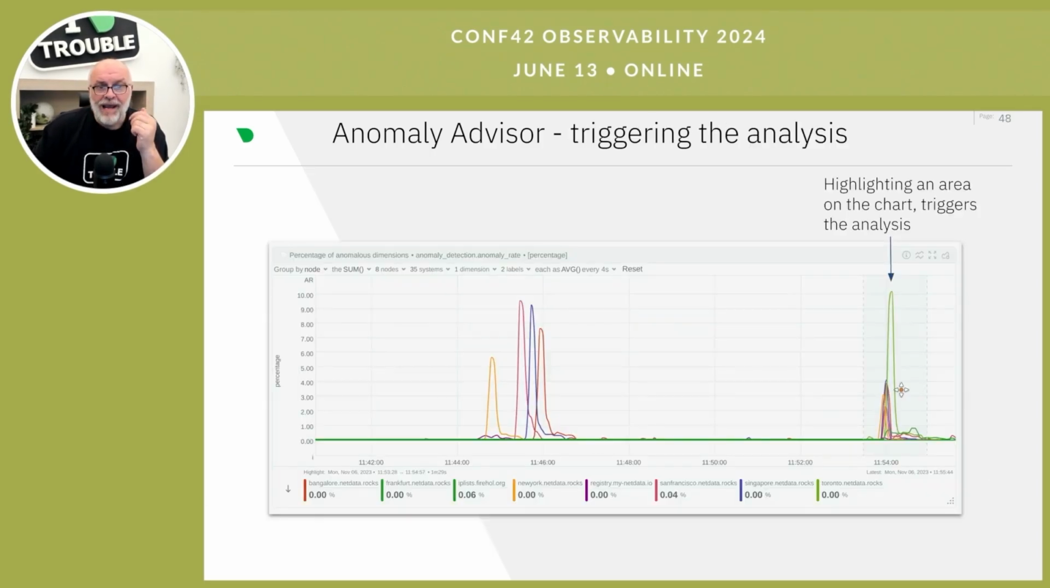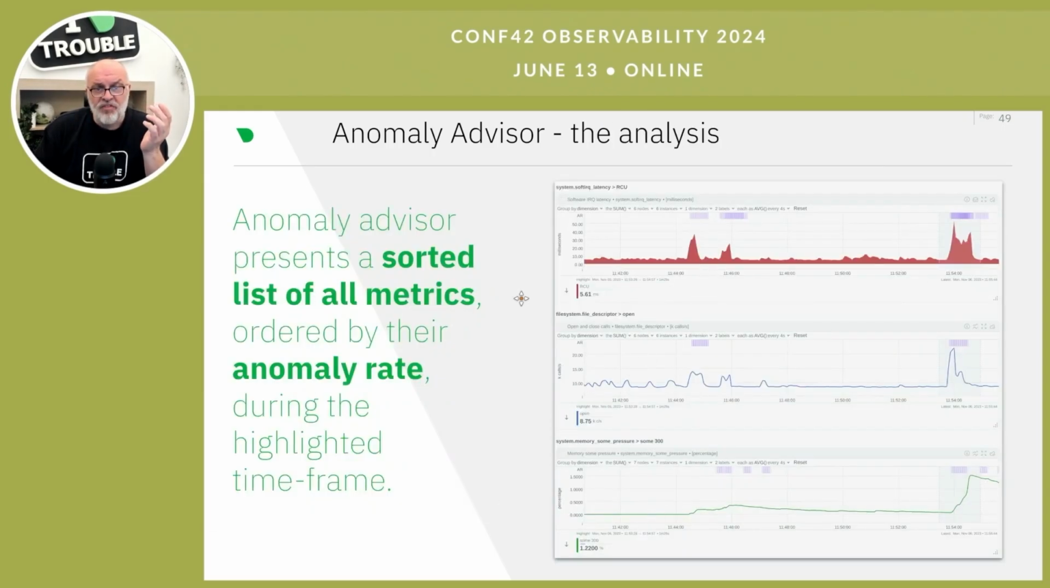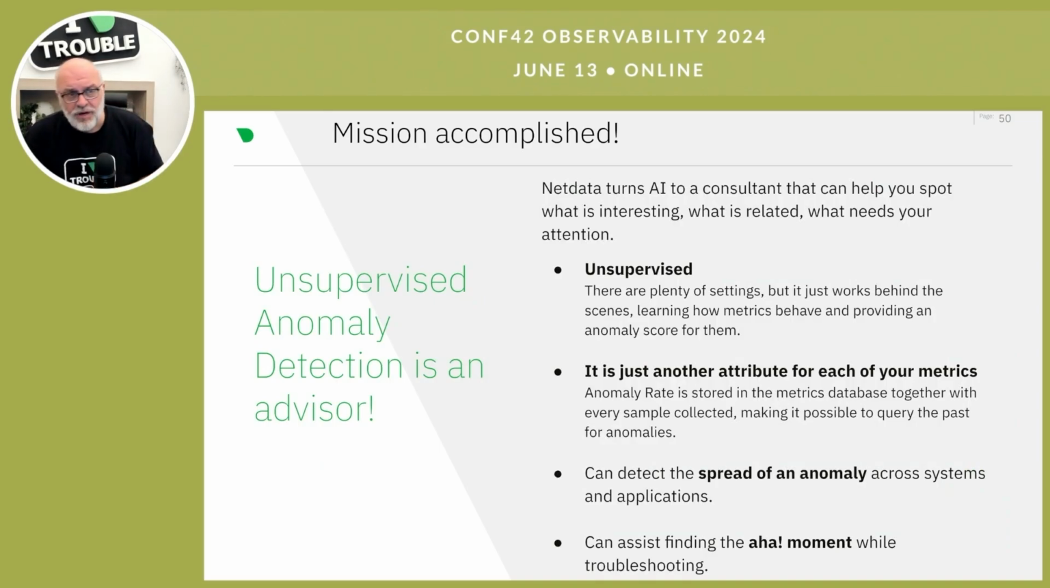Now, when you highlight a spike, then Netdata gives you an ordered list of the things that are related to that spike. Which metrics had the most anomaly rate within this window. So that's another mission accomplished on trying to use AI and machine learning to help in the troubleshooting process and reveal insights that otherwise go unnoticed.